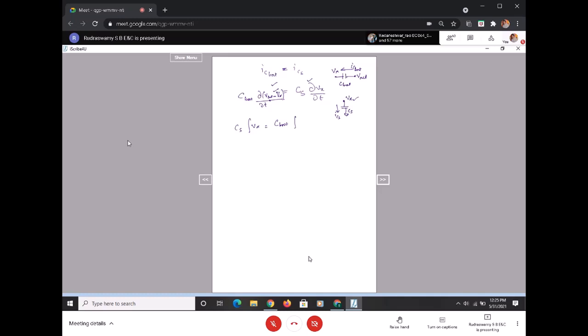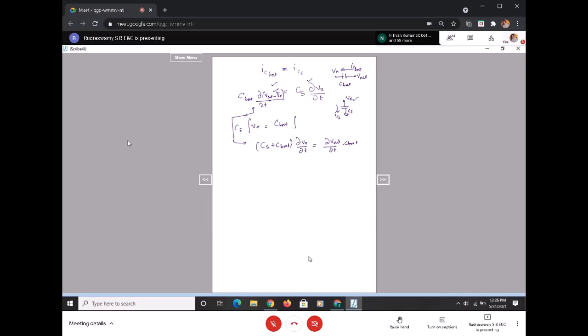Or in other words, before I go for integrating, I'll try to rearrange this now. So CS plus C boot, dou Vx by dou t is equal to dou V out by dou t into C boot. This is what I'm having. I'm just rearranging the terms in this particular expression.